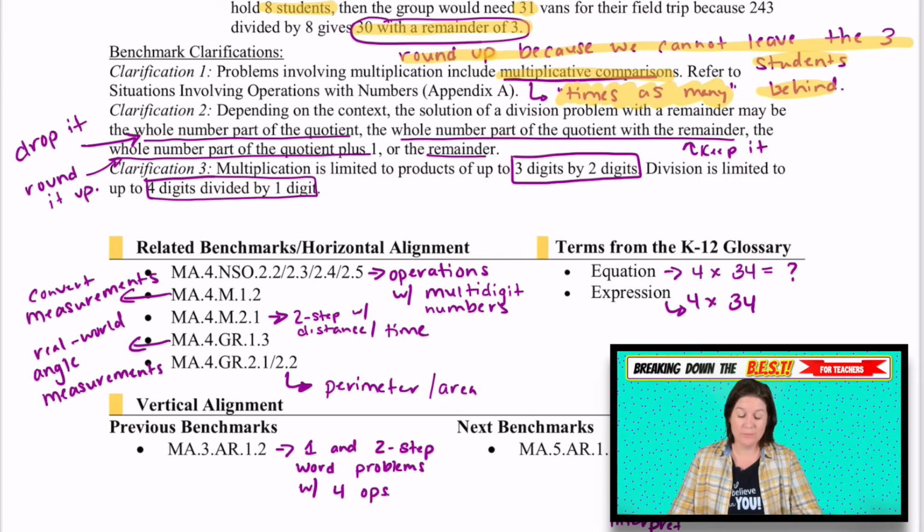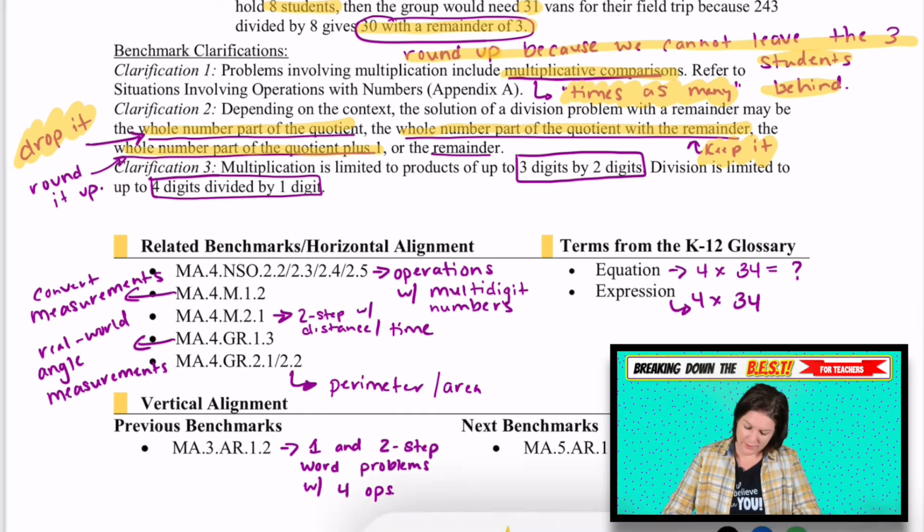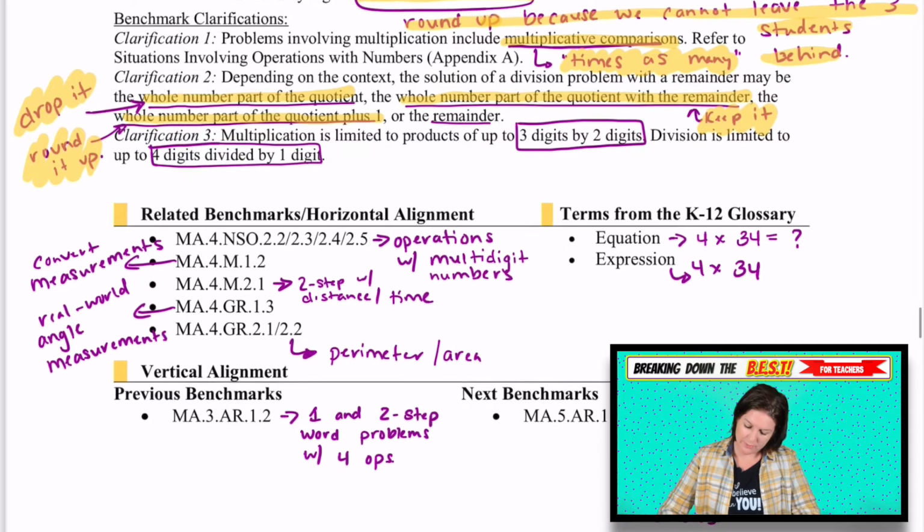When we have a remainder but we just need the whole number part of a quotient, that means that we're dropping the remainder. We might have situations where we have the whole number part of the quotient with the remainder, and that's where we keep the remainder. This might be like if you're sharing cookies and you have 1 cookie left that you're sharing with 2 people. Well, you could split it in half and keep that remainder of 1. When you have the whole number part of the quotient plus 1, like in our van situation where we had to add another van, that is where we are rounding the remainder up.